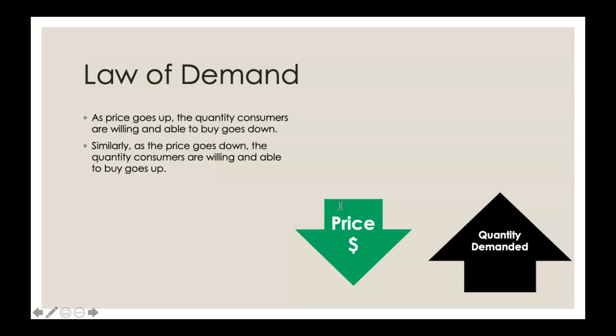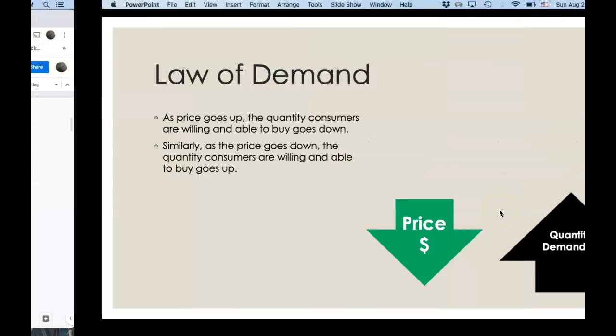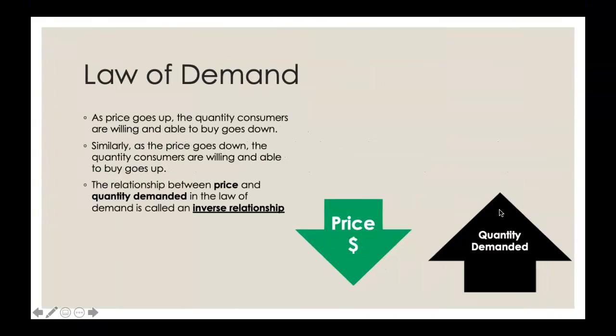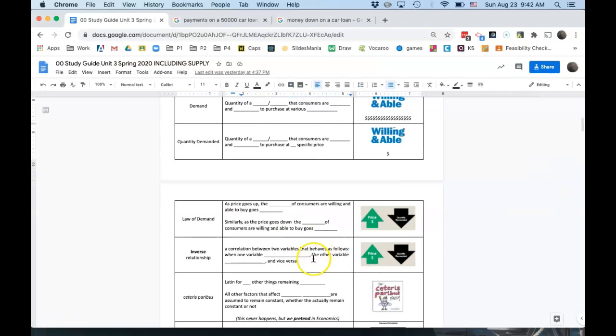into your study guide. This is an inverse relationship, and you'll want to learn that vocabulary word. This relationship between price and quantity demanded in the law of demand is called an inverse relationship. As one goes up, the other goes down. As one goes down, the other goes up. So get that in your study guide.